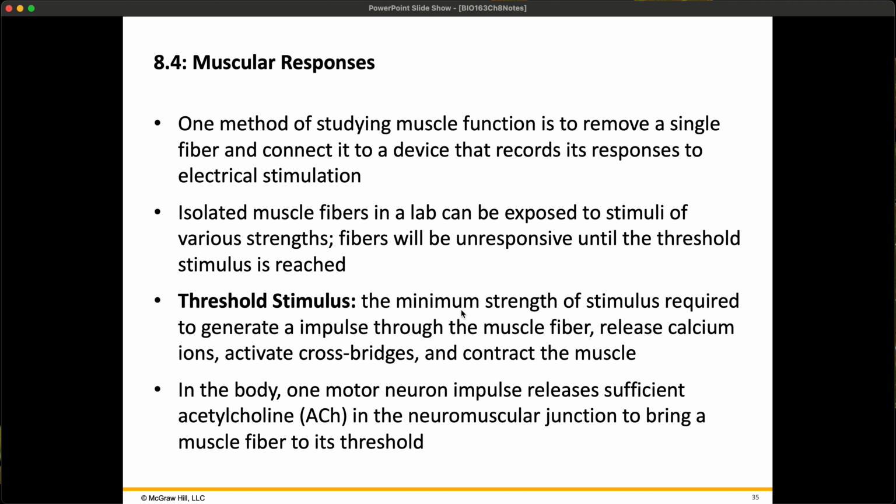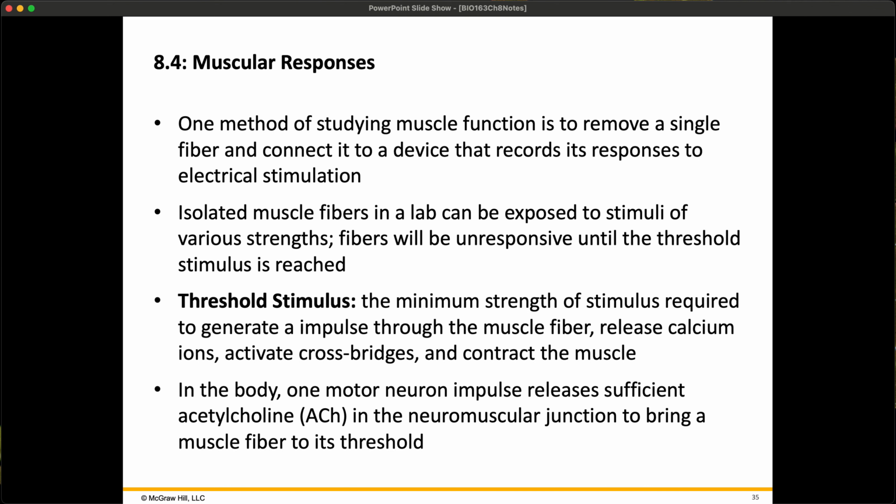But what they find is that muscle fibers are unresponsive until you reach what we call the threshold stimulus. The threshold stimulus is the minimum strength needed to generate a muscle impulse, and then through that muscle impulse, the full muscle contraction. Because once a muscle reaches threshold, it's going to contract.